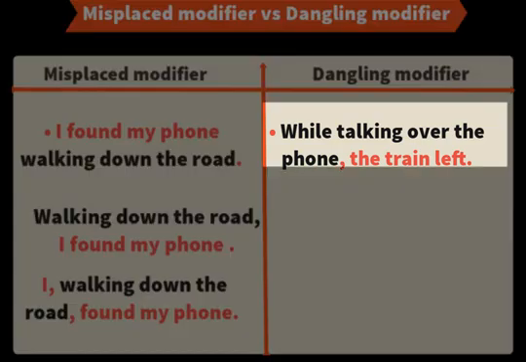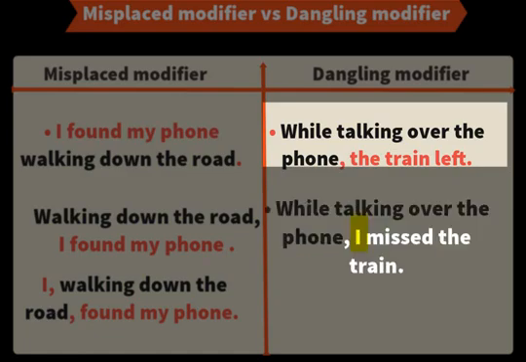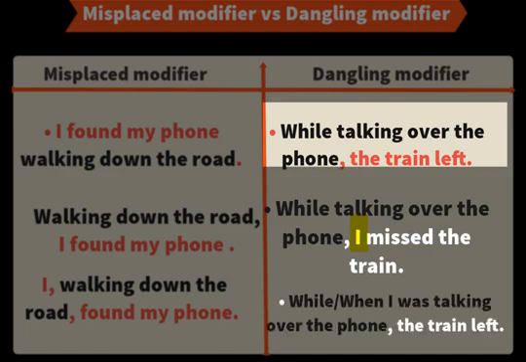This is a case of a dangling modifier. We do not have the word that this modifying phrase while talking over the phone intends to modify or can logically modify. So we'll infuse a word or some words, right? So we'll say while talking over the phone, I saw the train leaving, or I missed the train, okay? Or while I was talking over the phone, the train left, or when I was talking over the phone, the train left. So guys, that is how we correct a dangling modifier and a misplaced modifier.